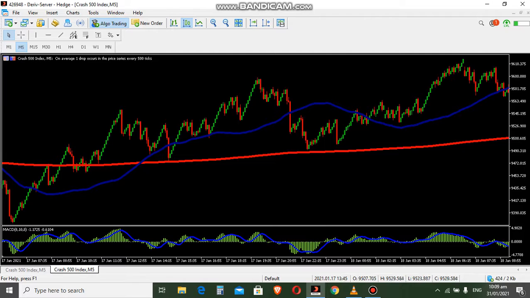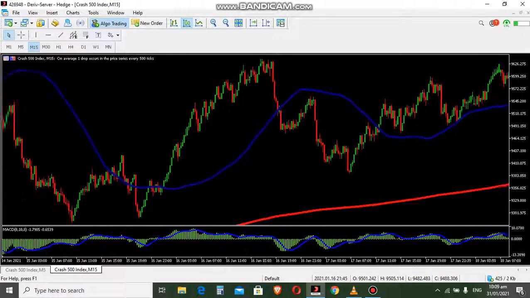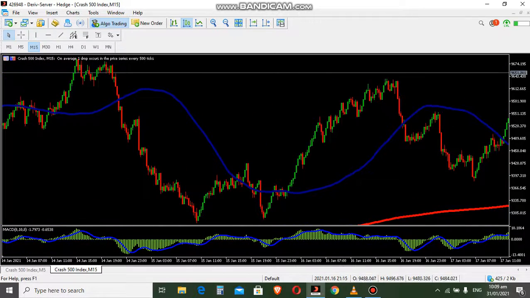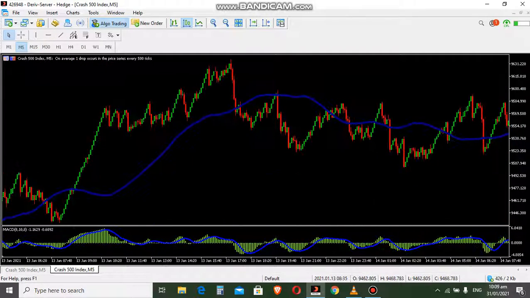You see all this area. So anytime you see that the 15-minute or the 1 hour candlestick is above the 800 EMA, it shows uptrend. You switch to the 5-minute candlestick, then you come and find your perfect entry.